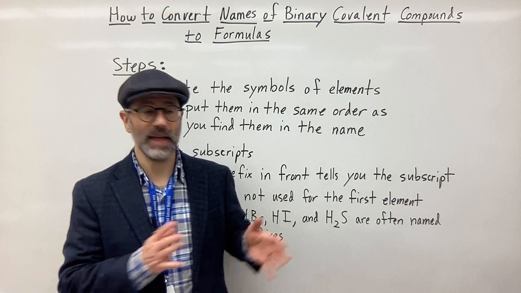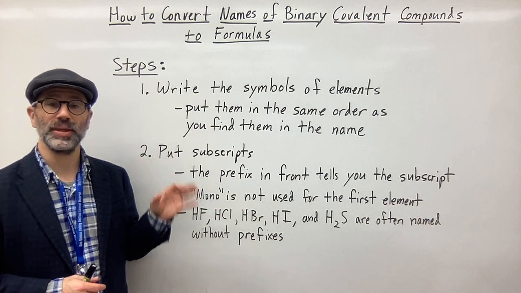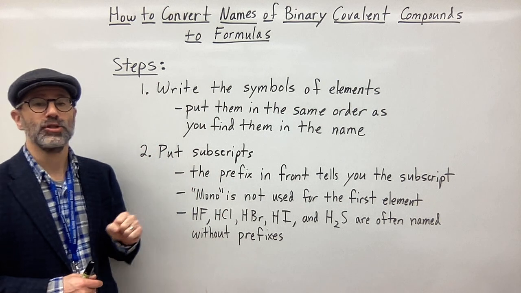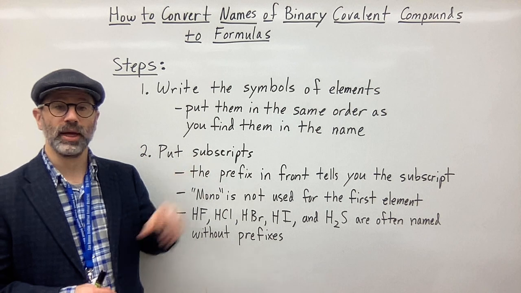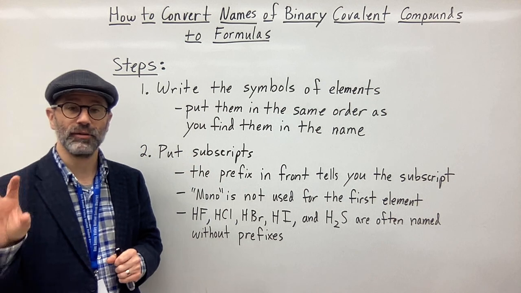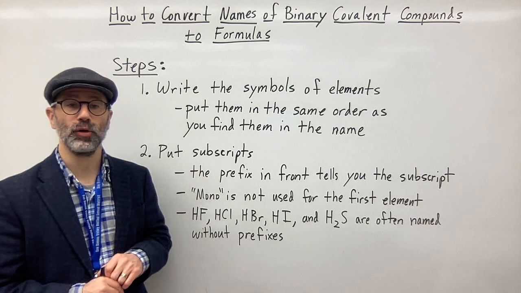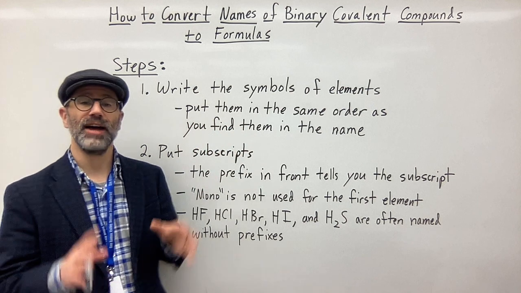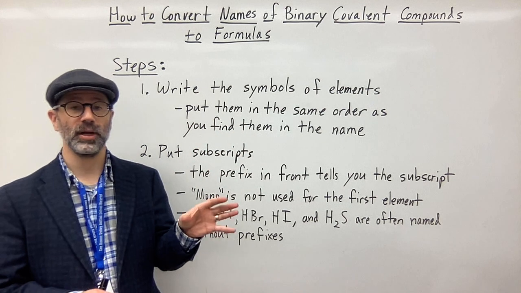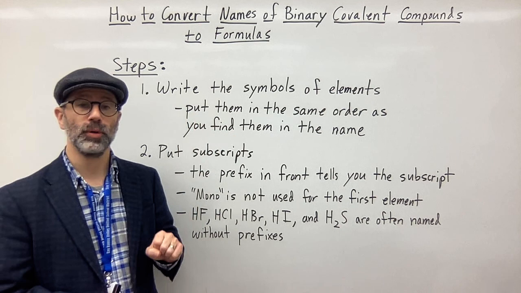So literally the steps are, first you're going to write the symbols of the elements from the name, right? So if you've got carbon dioxide, well, carbon and oxide refers to oxygen. So you've got carbon and oxygen, and you're going to write those symbols for those elements down in the same order. So you're going to write them in the same order as you find them in the name. So carbon in carbon dioxide is written first, so that symbol will be written first.